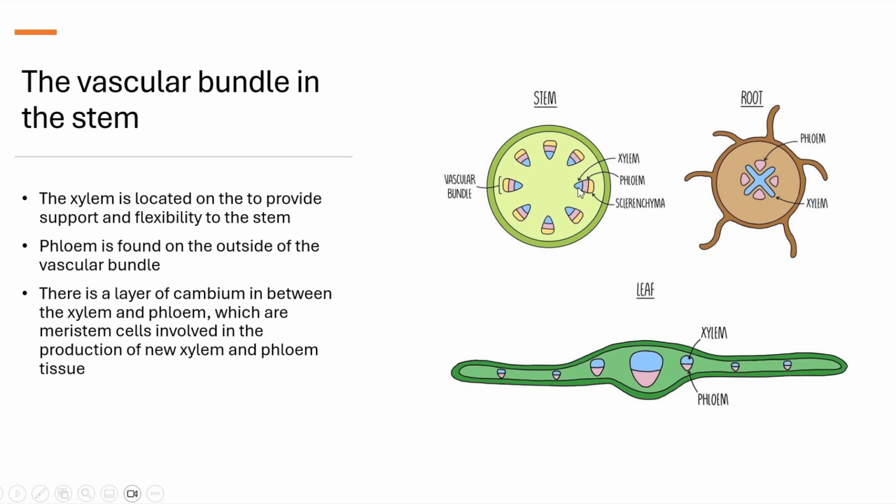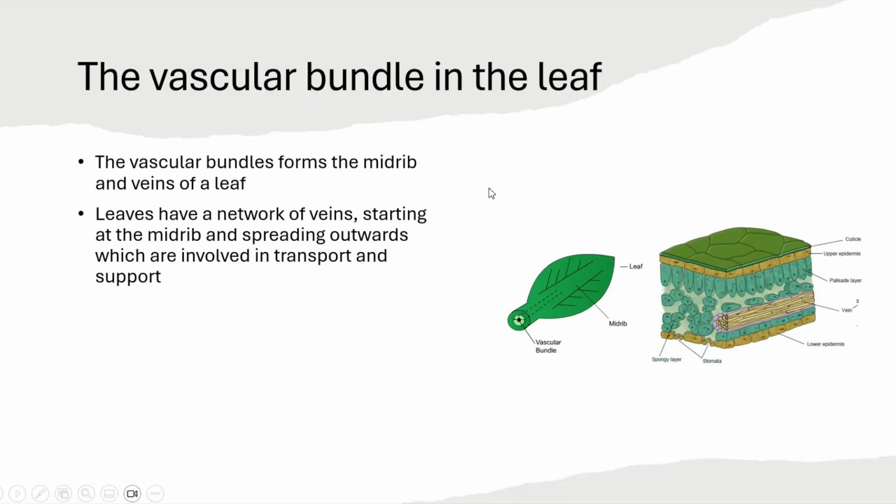So xylem is there, and the phloem is there, and there is a layer of cambium in between the xylem and phloem, which are meristem cells involved in the production of new xylem and phloem. So that's the situation there. You've got these cells around it, which are going to help make new xylem and new phloem cells, because they're meristem. Alright, safe.